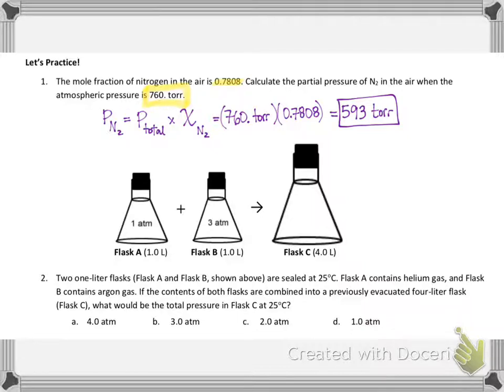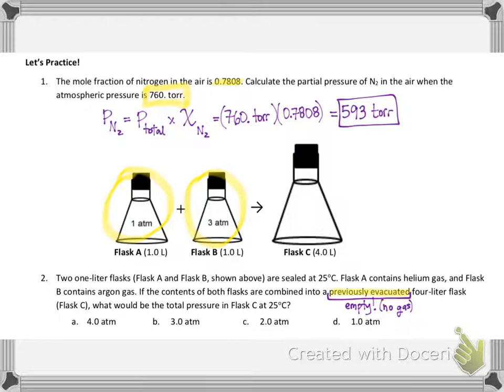Okay, let's look at another example problem. In this case, you're combining two different containers of gases. So flask A is helium, flask B is argon, and we want to combine them both into a new flask. When it says previously evacuated, that just means there's no gas inside until they added the new ones. So we want to calculate the new pressure of our new flask.